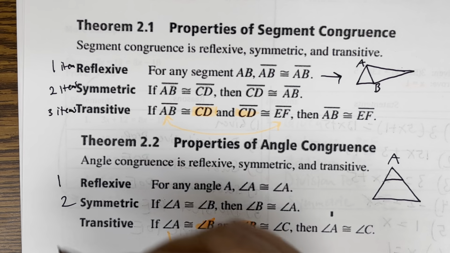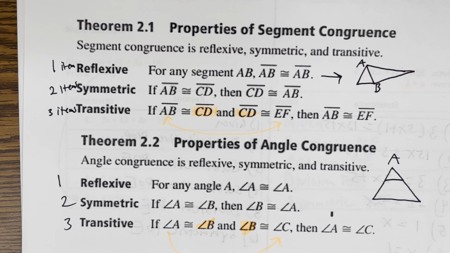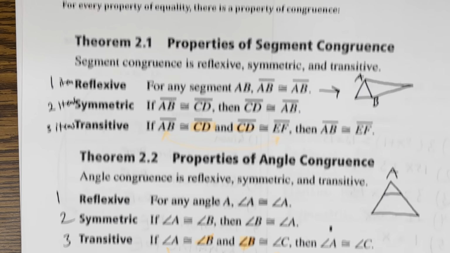Three items. Now, with equality, we could use substitution. I could substitute A in for B with an equal sign. I cannot substitute things in with congruent signs. There's no substitution property of congruence. So that's where the transitive property comes into play, is we can't substitute.